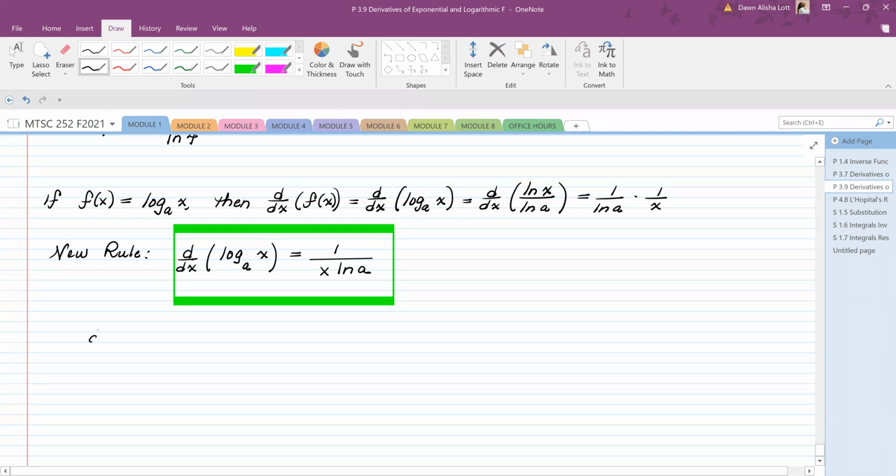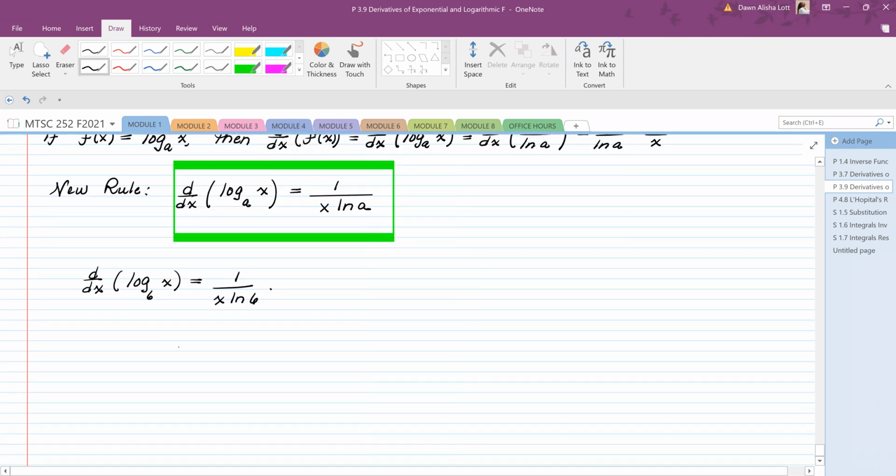So the derivative with respect to x of the log base 6 of x is 1 over x natural log of 6. And the derivative with respect to x of the log base a of u of x, oh my goodness, you threw that u in there, Dr. Lott. Well, that's going to give me 1 over u of x times the natural log of a, times du dx.